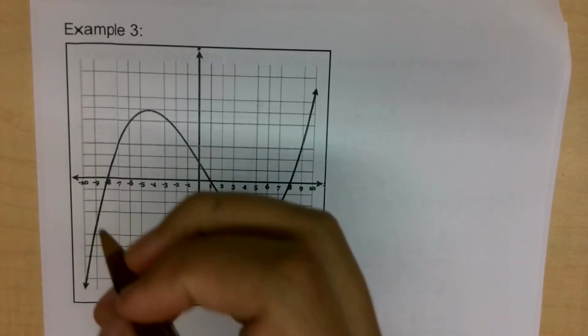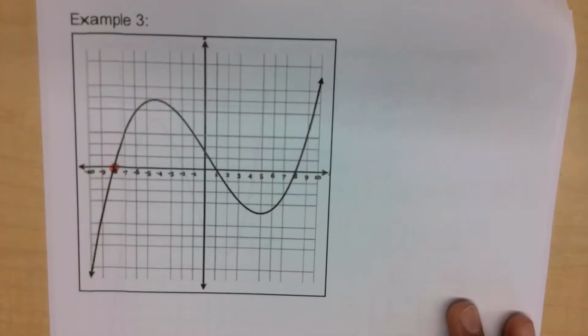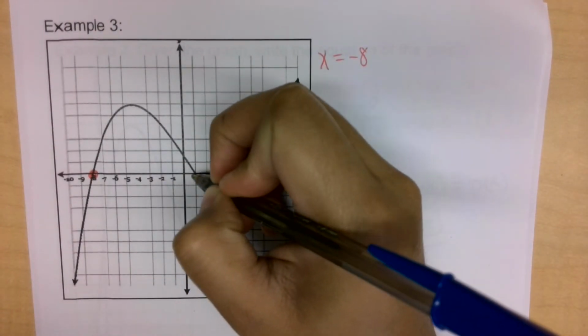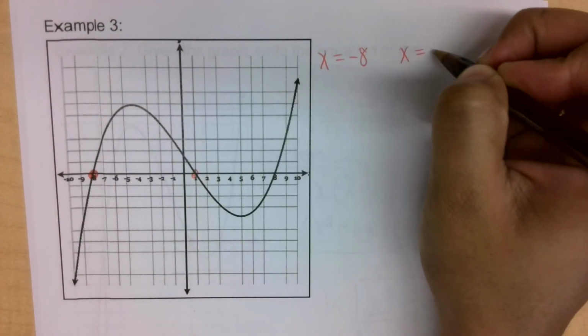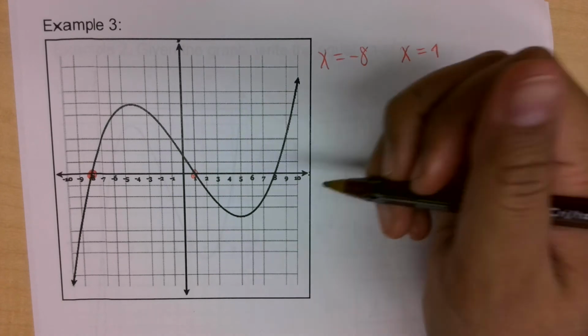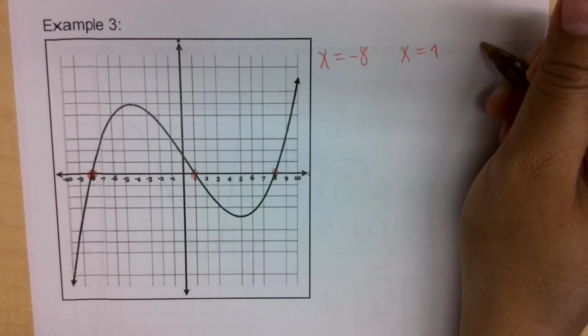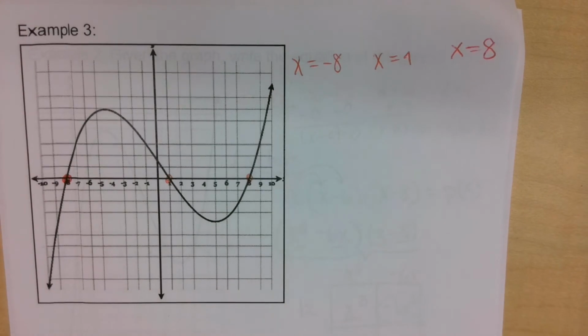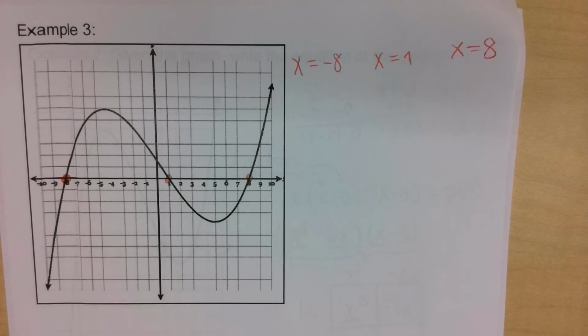So we're going to find the zeros. This one's -8. X equals -8. This one is x equals 1. And this one is x equals 8. All right, so I found my zeros. Now based on finding my zeros, I'm going to find my factors.